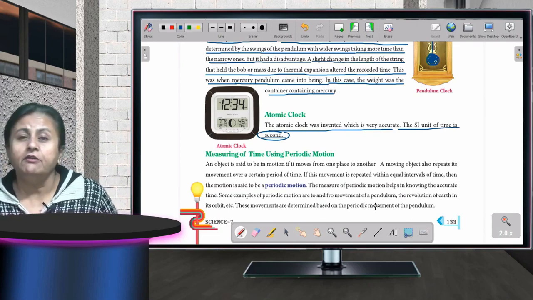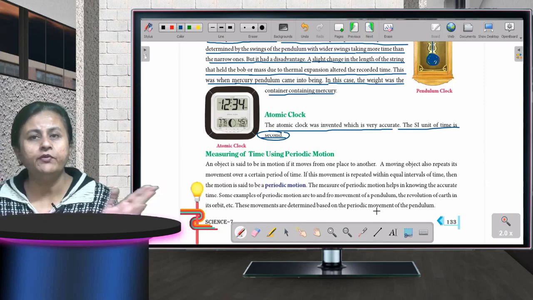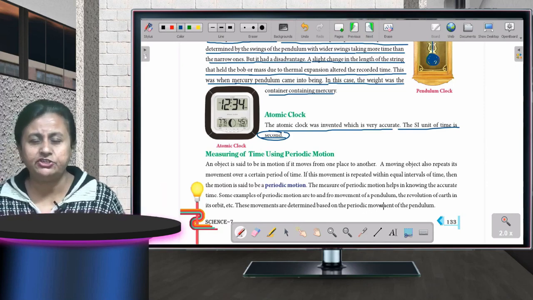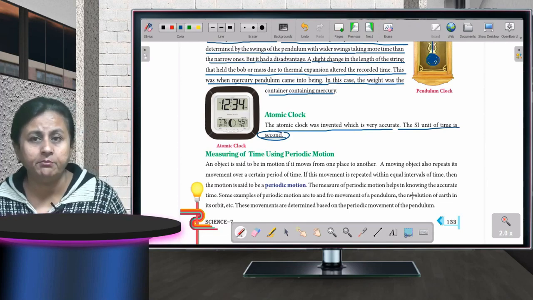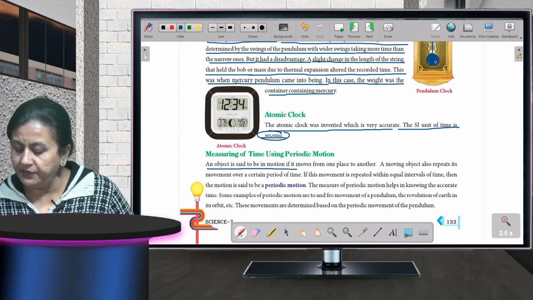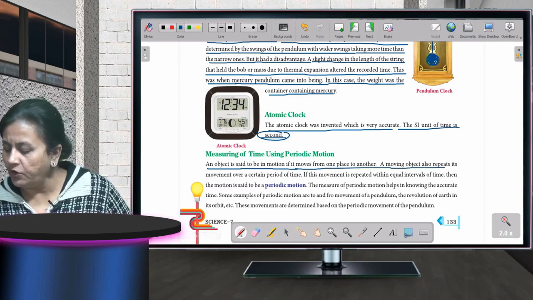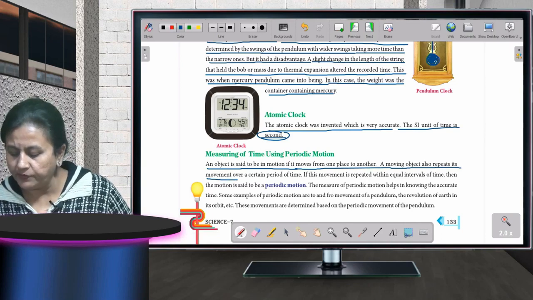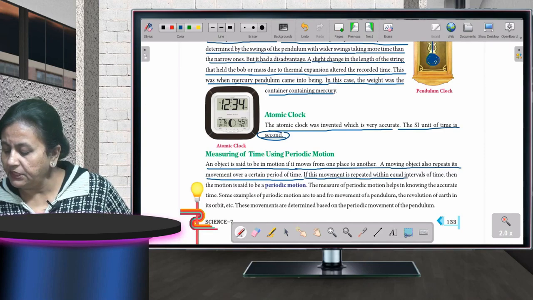Okay. First of all, let me tell you what motion is. Motion means moving of a body. I'm teaching you right now and I'm standing still. I'm not moving. That means I'm not in motion. Okay. An object is said to be in motion if it moves from one place to another. A moving object also repeats its movement over a certain period of time. If this movement is repeated within equal intervals of time, then the motion is said to be a periodic motion.